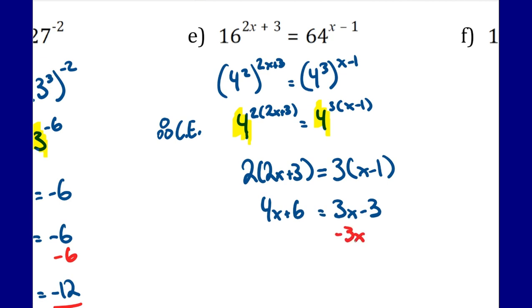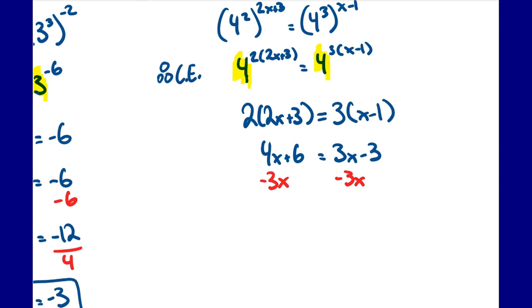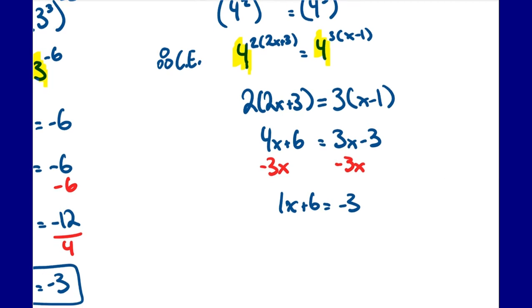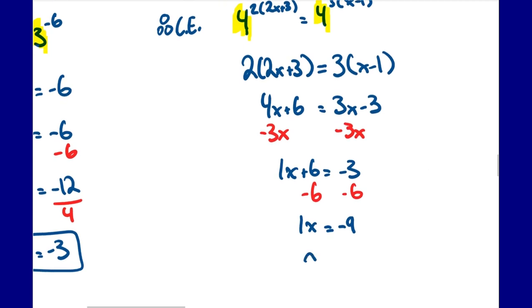Cancel out the 3x's on one side. Do the same thing to the other side. So we get 1x plus 6 equals negative 3. Subtract 6 from both sides. We end up with 1x is equal to negative 9, or just x is equal to negative 9.